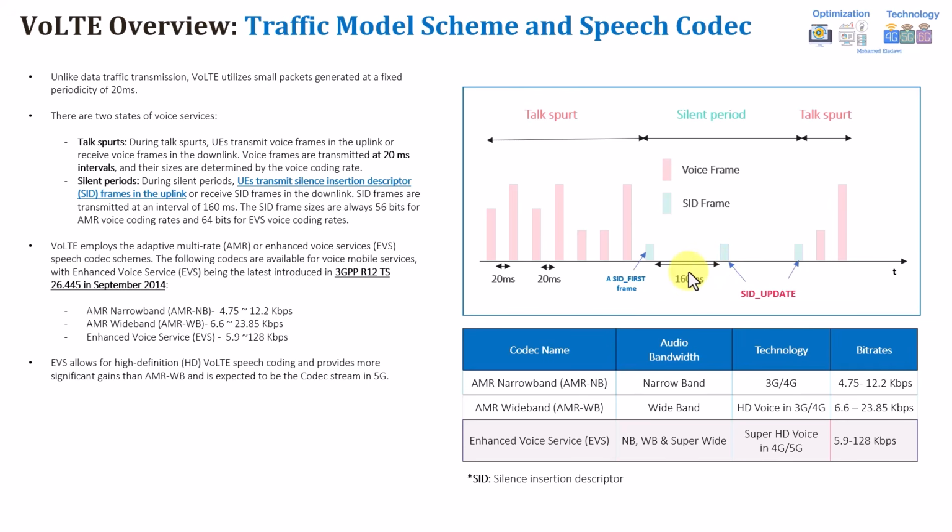For example, if you are speaking about AMR, it will be 56 bits, as mentioned here. And if you are speaking about EVS, it will be around 64 bits. So it has a known transmission period and also packet size.